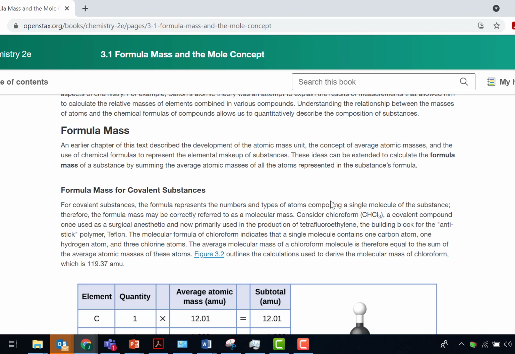So formula mass is basically finding the average atomic mass of a compound, similar to how you would have done for an element by looking on the periodic table. The difference here, of course, is that in a compound you have more than one element, so we need to know how to basically add all of those things together.